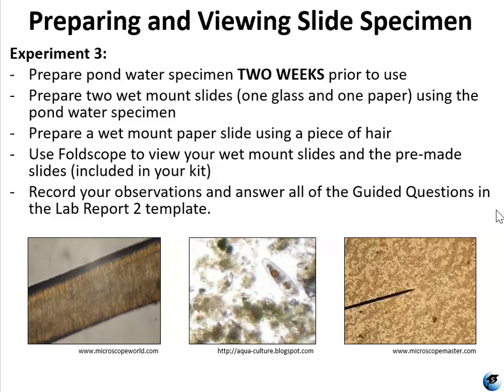And you're also going to be making a wet mount with the paper slides, using a piece of your hair. So that is a grand total of 5 slides that you need to view for your experiment 3 procedures. You're making 3 slides, you're viewing 5 altogether.